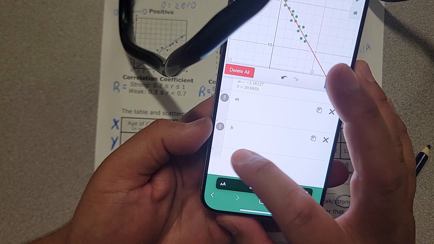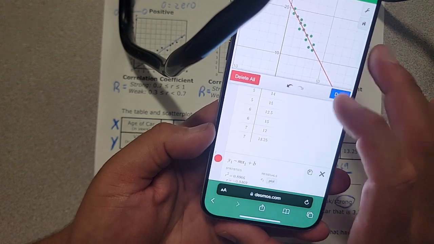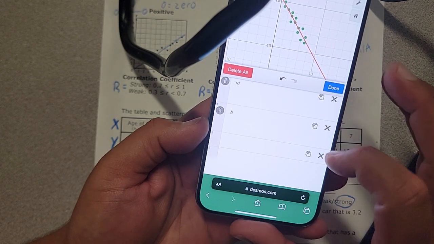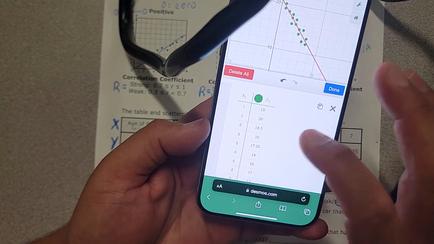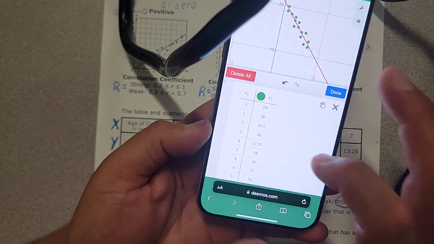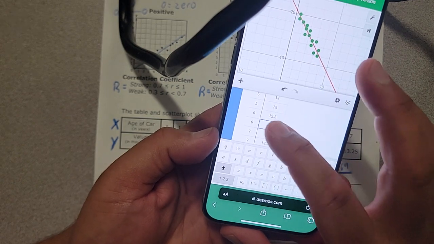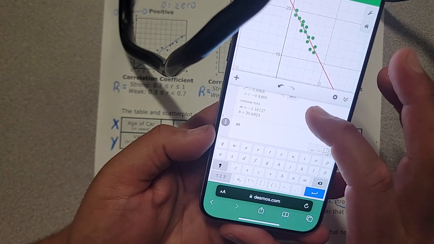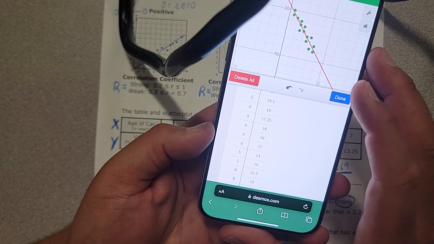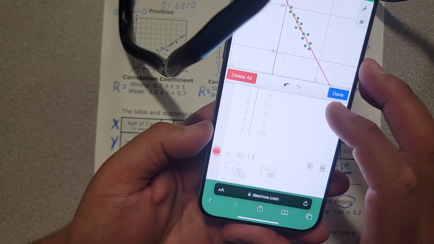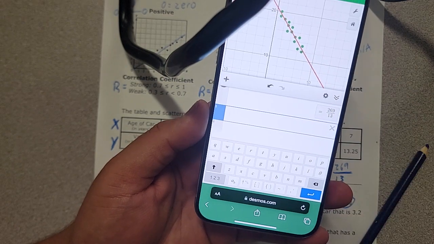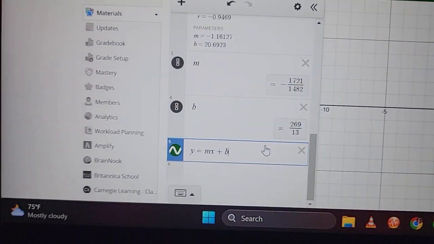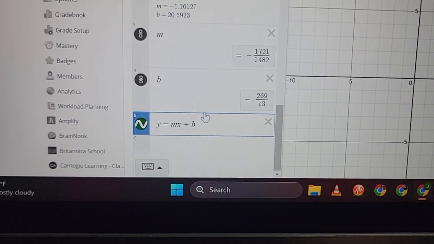Oops, okay, wait. 5. Oh, no, my bad, sorry. Here, let's go back to the table. Right click this one. Why is it not allowing me to do it? Oh, okay, this is different. One second, guys. All right, you guys, so I had to move to the computer.